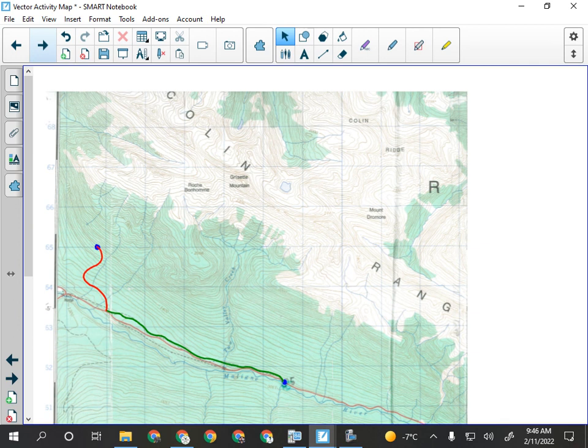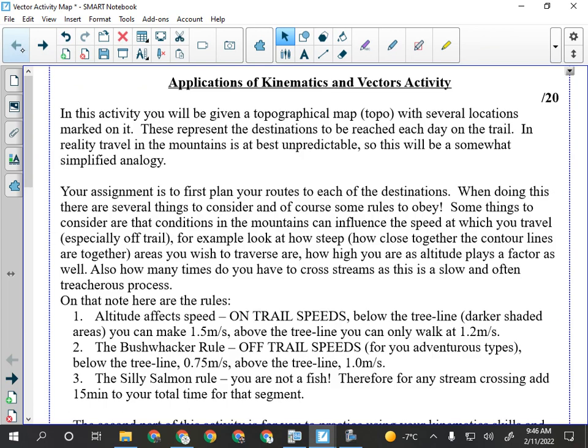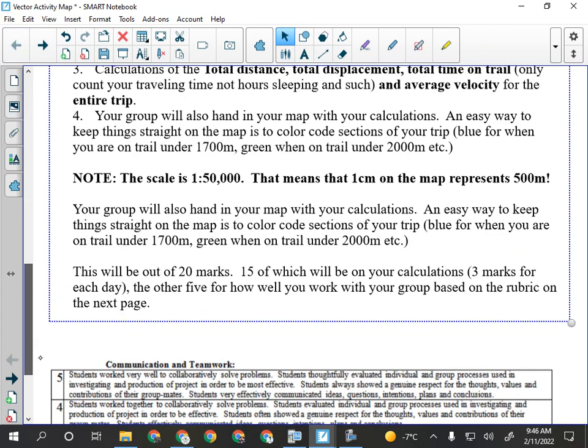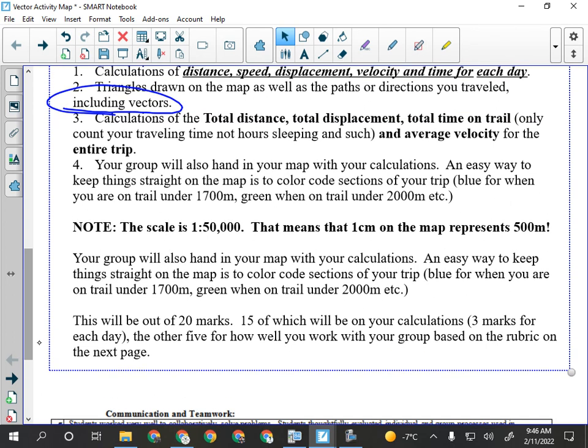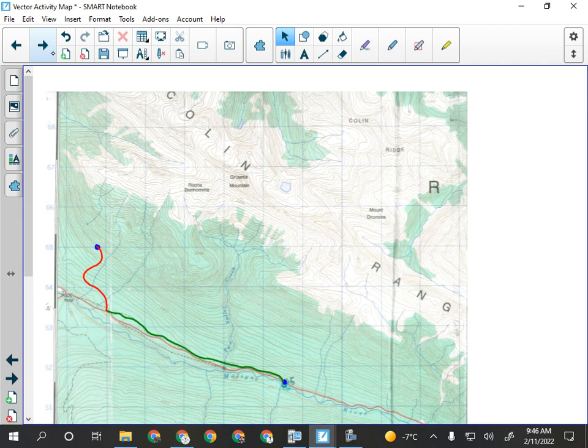So here's the other thing you need. On this map, and it says this on the sheet, the scale for the map is 1 to 50,000. That means that 1 centimeter on the map represents 500 meters in reality. Okay, so I will have measured on my map these two sections, and I'm going to measure them separately because they're at different speeds. I can add them together to get my total distance for the day. So that's one of the things I have to report each day, the total distance.